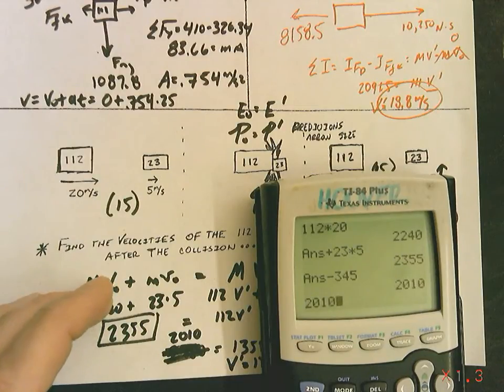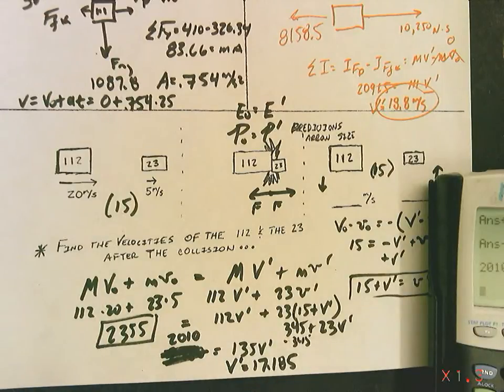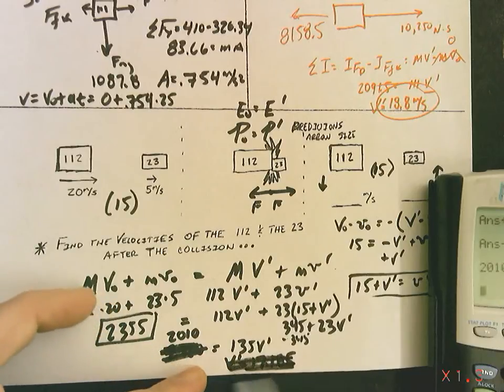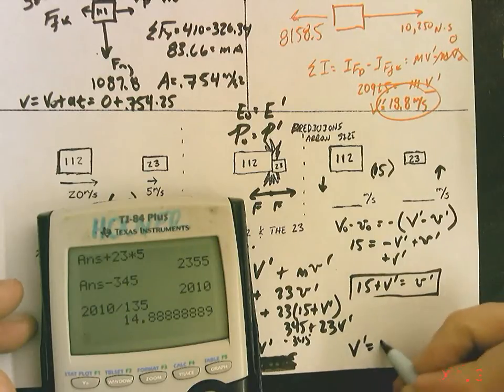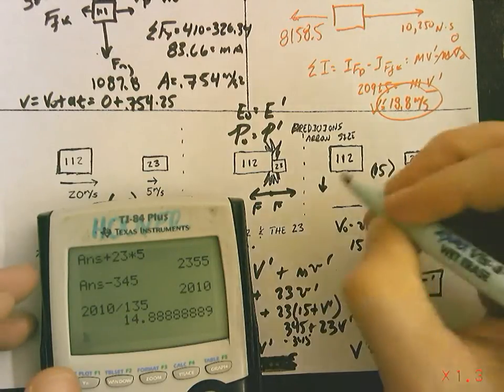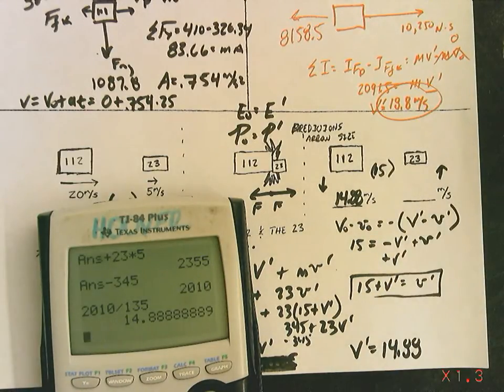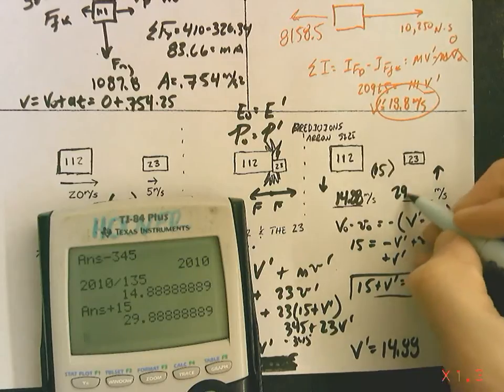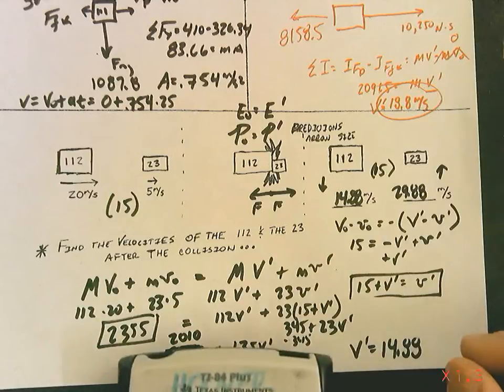2010 divided by 135 is 14.88. Yeah, that looks more reasonable. Alright, so we'll say big V prime equals 14.88. We'll see how this works. So I'll put this in here, and that is a decrease. That's why we make these predictions, to catch problems like this. And so that means little v is 15 more, so we put in 15, and we get 29.88. So that one went up, the other one went down. Boy, it went up a lot.